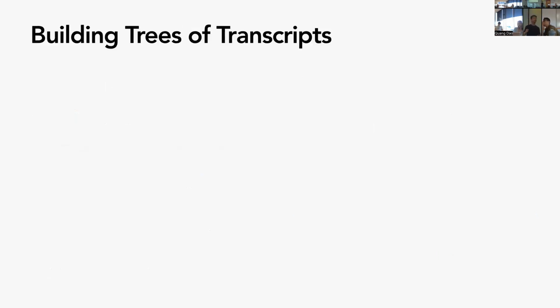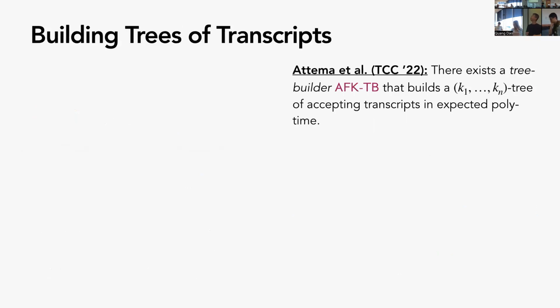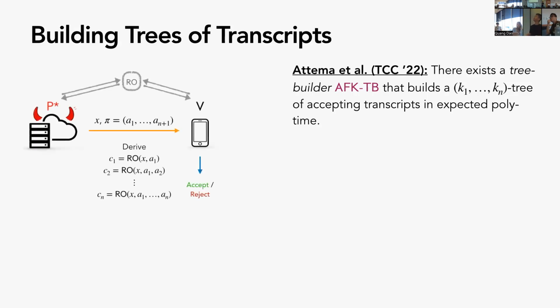So this is good if we know how to produce such trees. But how exactly do we do that? Here, a prior result due to Attema et al. comes into play. What they do is construct a tree builder that can build a K1 to Kn tree of accepting transcripts, where K1 to Kn can be arbitrary values. And they can do this in expected polynomial time. The time here is basically the product of all these Ks, so the tree size, times the number of random oracle queries of the adversary.